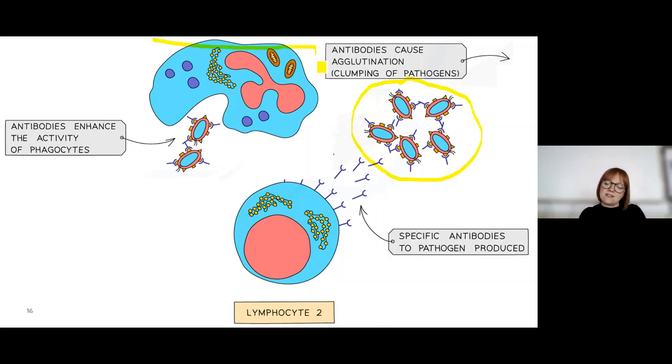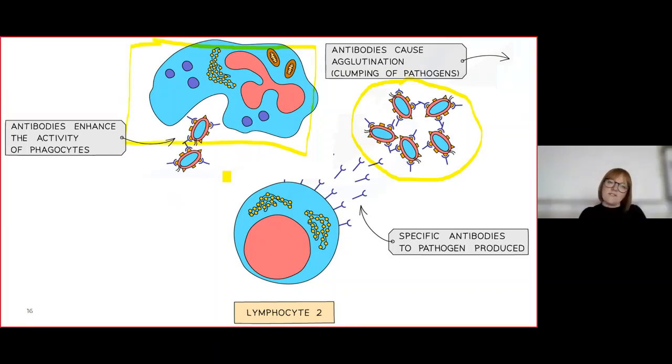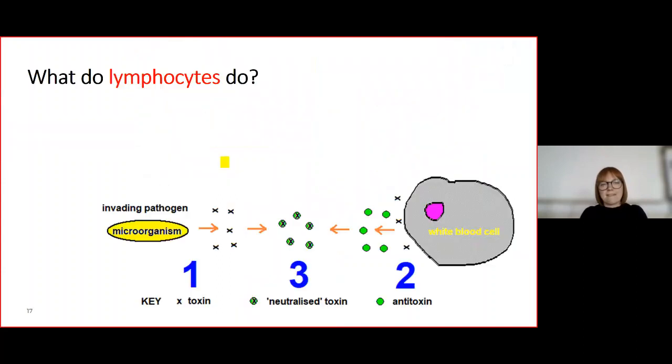The antibodies are causing them to clump together, and then this is the phagocyte here that I'm drawing a box around. The phagocyte will come along and engulf them as one, so it makes the process more effective. Okay, what else do lymphocytes do?